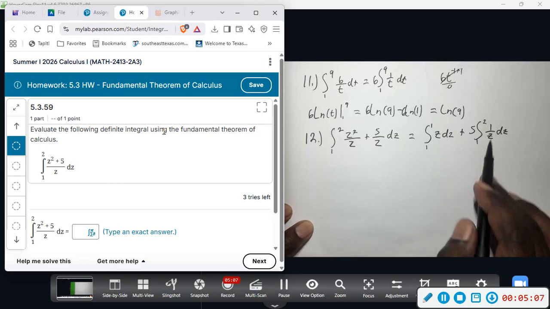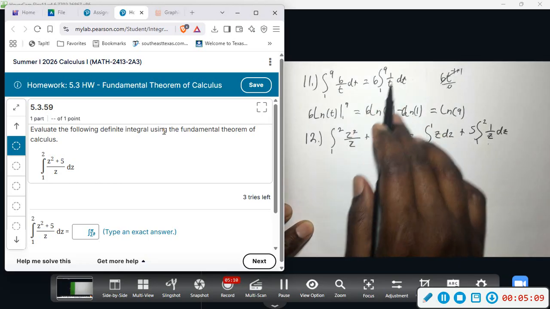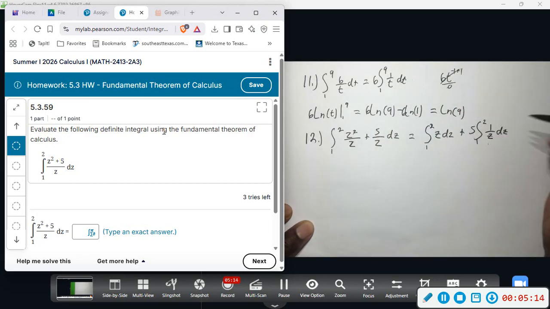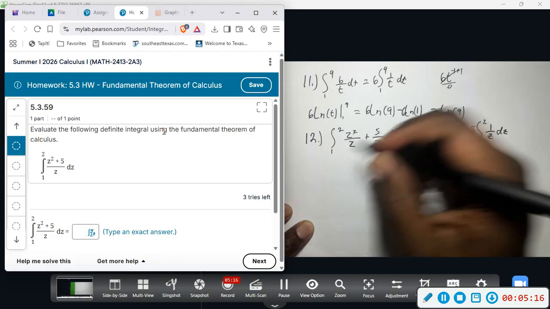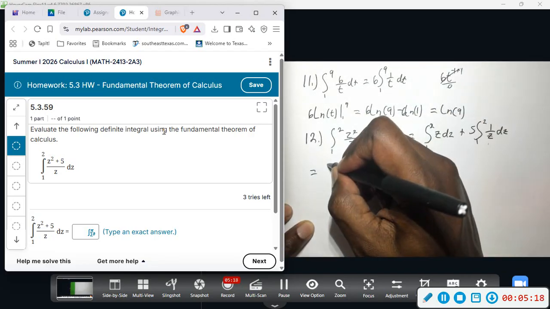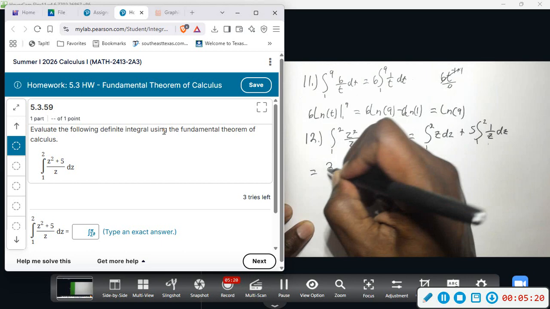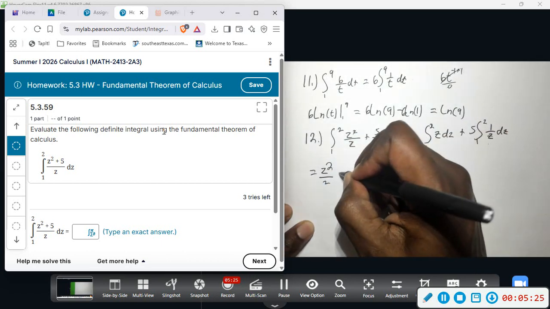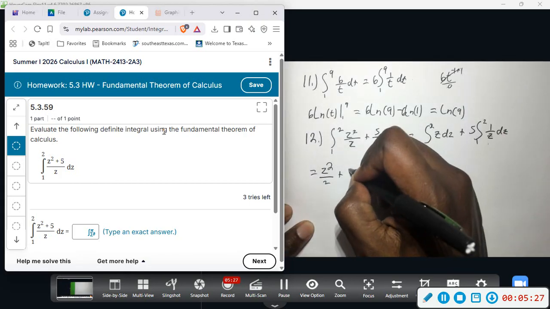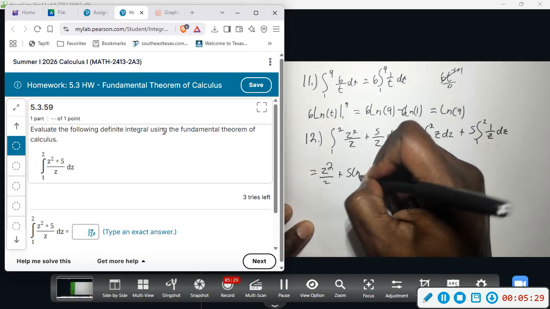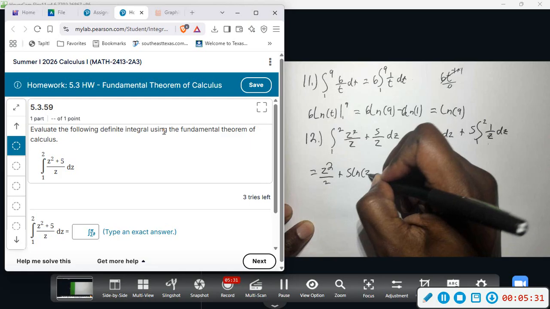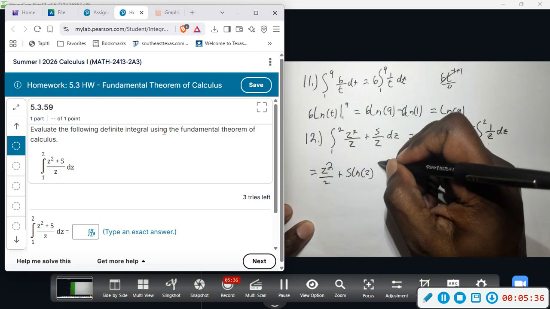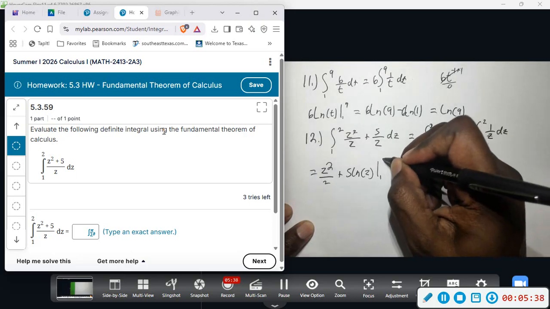So even if they change the variable, it's still the same. This 1 over z is just like 1 over t. It's going to give me ln. Using the power rule, add 1, divide by 2. So we're going to have z squared divided by 2, and then plus 5 ln of z. Now I should have a plus c, but the plus c is going to zero out once we do upper limit minus lower limit.